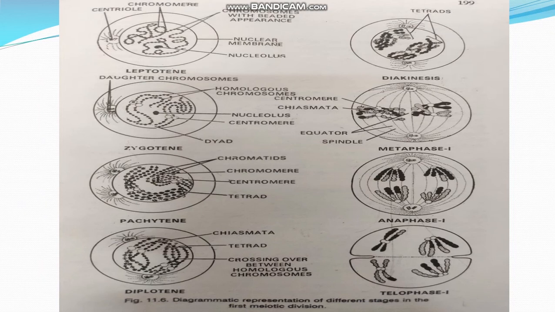In this picture, you can see the diagrammatic representation of different stages in the first meiotic division. So first of all, we are going to discuss the first meiotic division, that is heterotypic division or the reduction division. In it, the diploid parent cell divides into 2 daughter cells having haploid chromosome number, the prophase of which is divided into 5 phases: leptotene, zygotene, pachytene, diplotene and diakinesis.